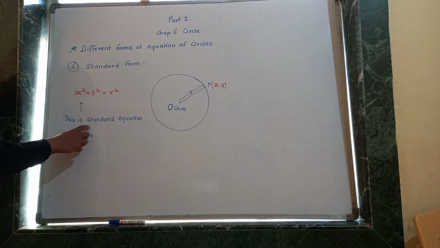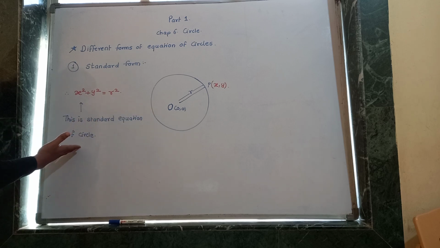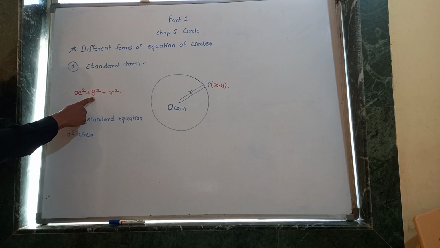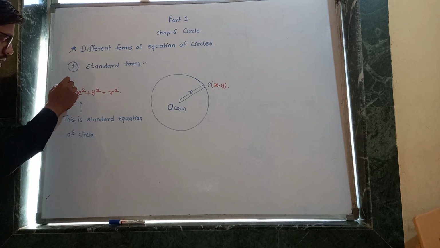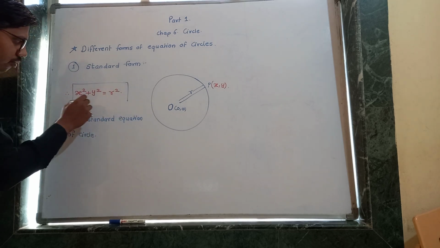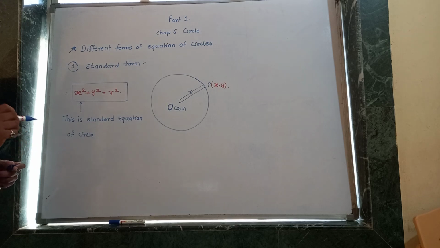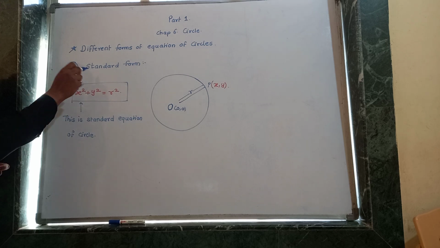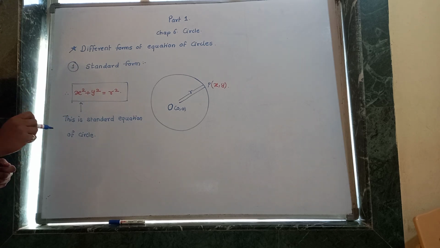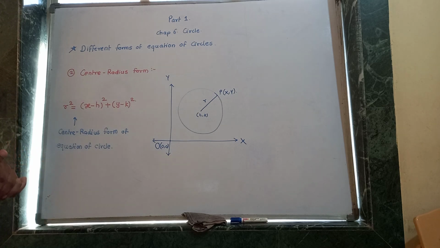Then the standard equation for this circle will be x square plus y square is equal to r square. This is the more important equation whenever the center is the origin. So what to know? x square plus y square is equal to r square is the standard form for a circle if the center is at the origin. Okay, so now we'll move to the next point.